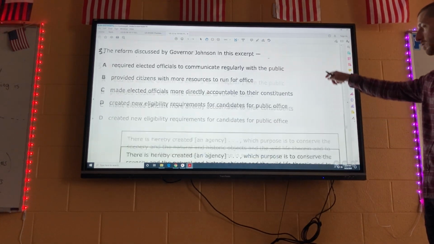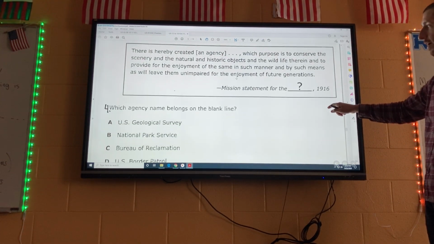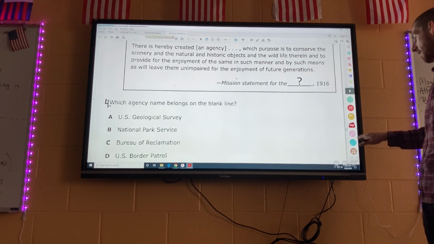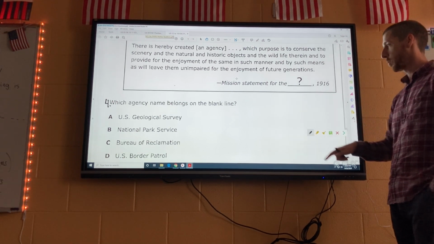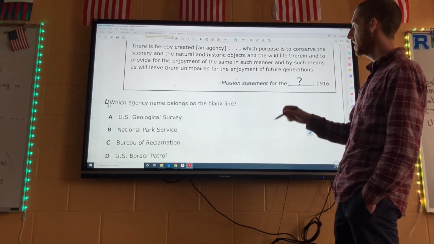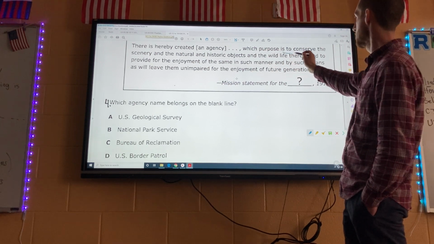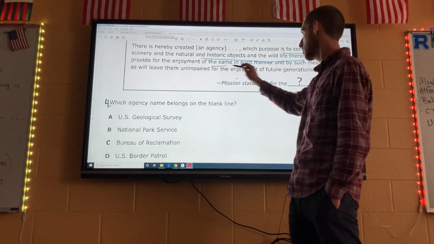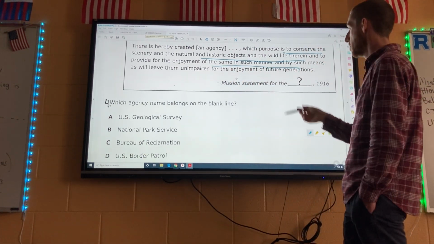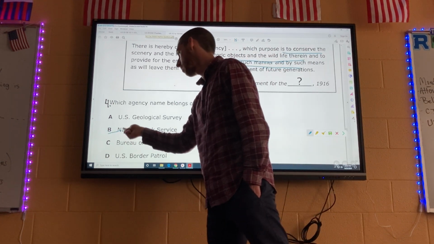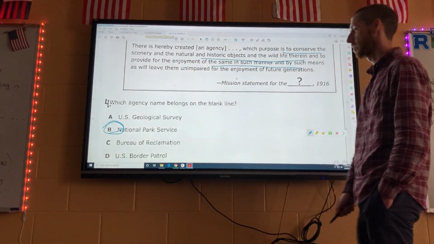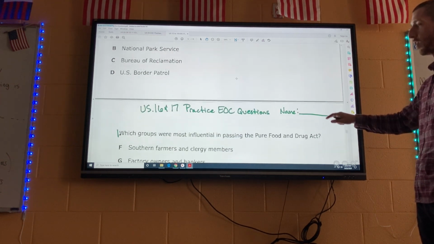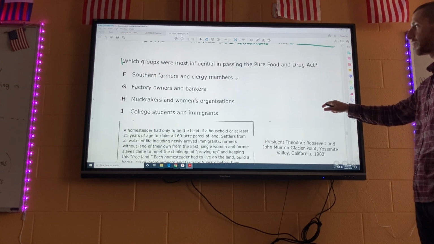Okay, almost done, y'all. All right, this one goes back to the one we just did a couple minutes ago about the land. It asks which agency belongs to the name on the blank line. This hereby created an agency whose purpose is to conserve the scenery and the natural and historic objects and the wildlife therein, and provide the enjoyment of the same. So that's the mission statement for the National Park Service. And if you recall, that's Teddy Roosevelt and Woodrow Wilson.